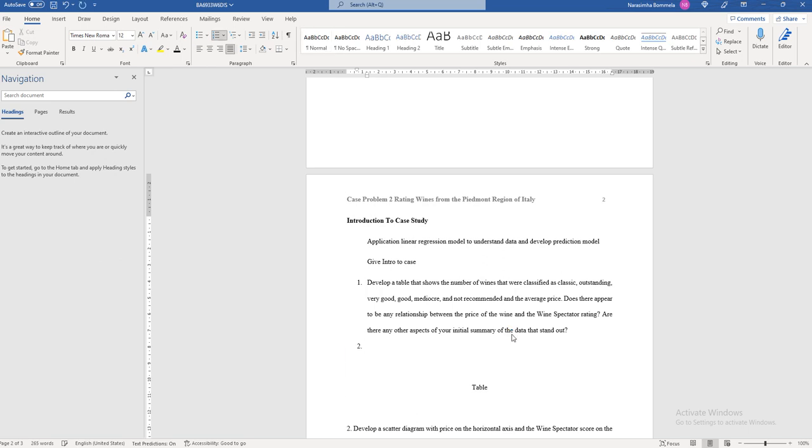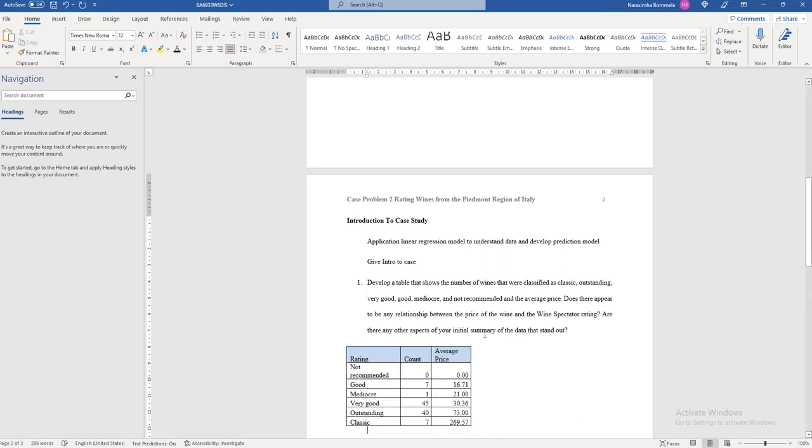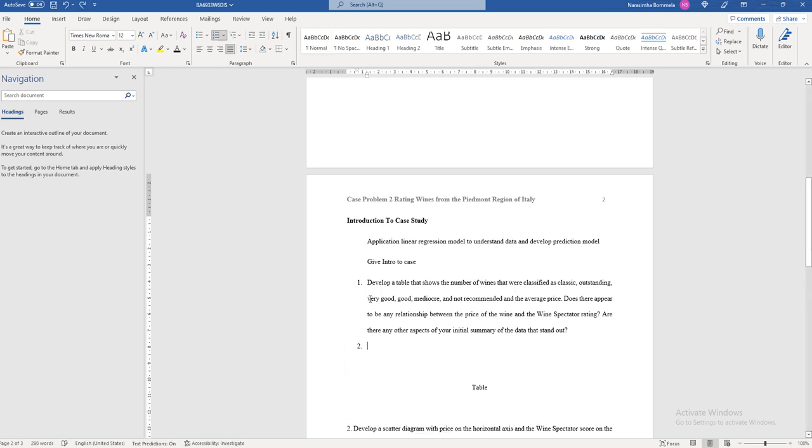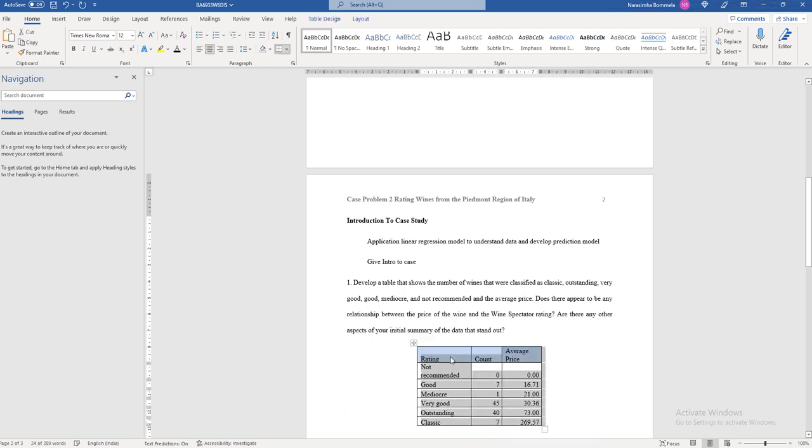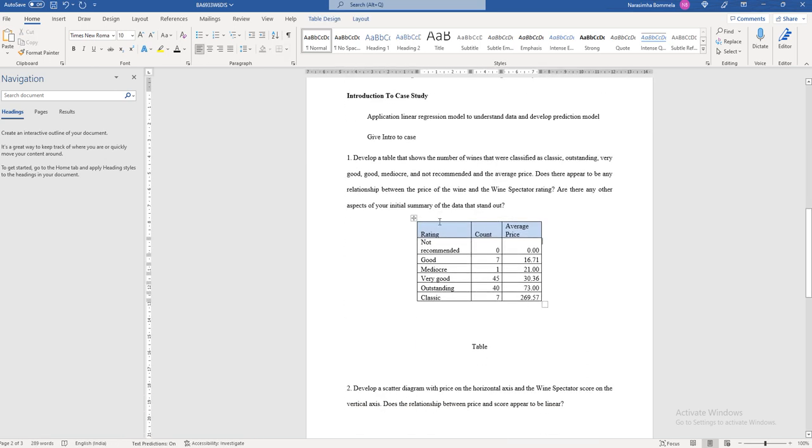Copy and paste the table. You can name this rating of wine, wine count, average price of the wine. You can give your own headings to this table. Anyhow, we have data here and we sorted it according to the average price. Then what kind of questions does it ask here? Does there appear to be any relationship between price of the wine and Wine Spectator rating?